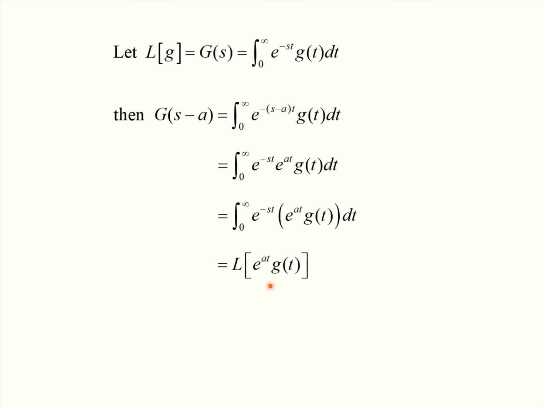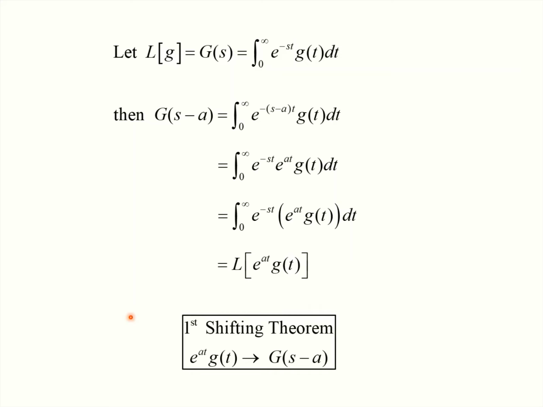So this gives us our first shifting theorem, and it's weird, you know, seeing the proof of this, it's like, what just happened? We just proved this right here, that if you have a function e to the at times g of t, the Laplace transform is capital G of s minus a. And right now it might seem a little abstract. We are going to do some examples when we go back to the paper.